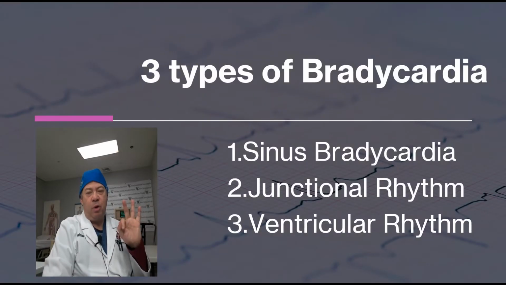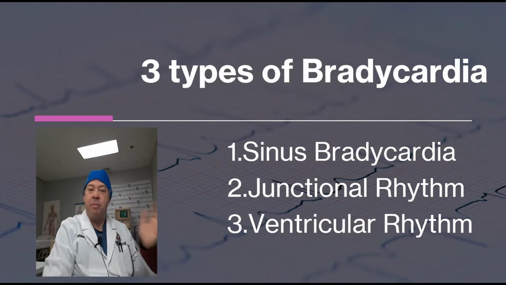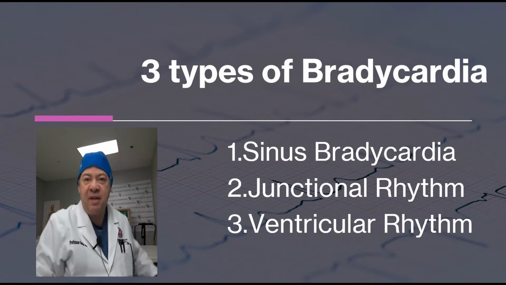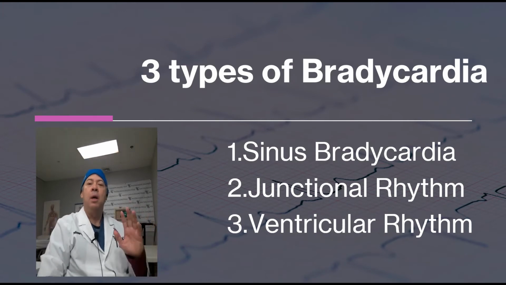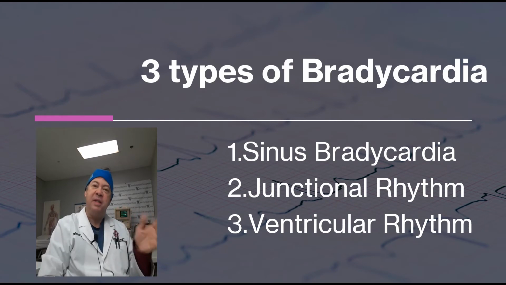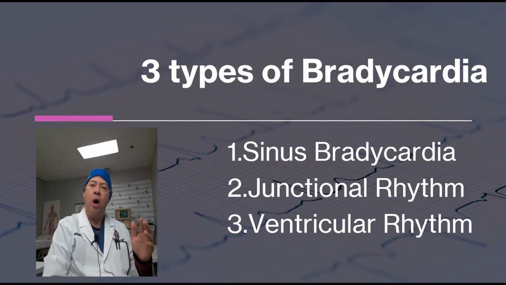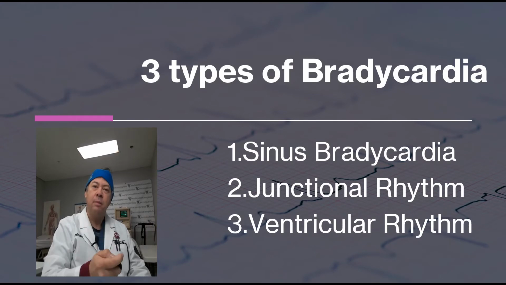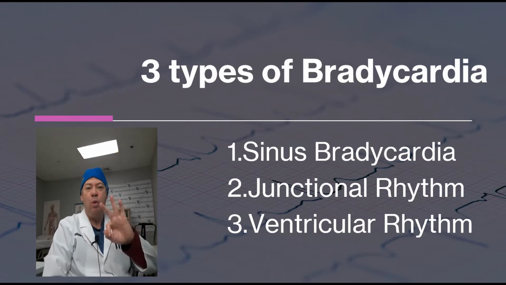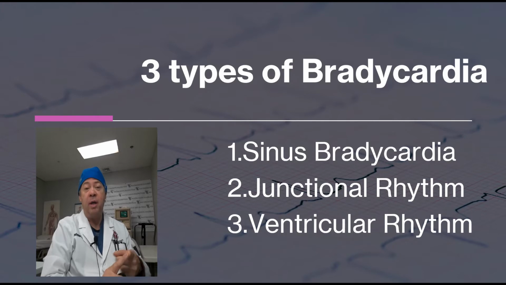Now, we have three types of bradycardia, or brady dysrhythmia, or brady arrhythmia. The heart normally beats between 60 to 100 times per minute. But when the heart slows down lower than 60 beats per minute, we call that bradycardia. And we have three types of bradycardia: sinus bradycardia, junctional bradycardia, ventricular bradycardia.